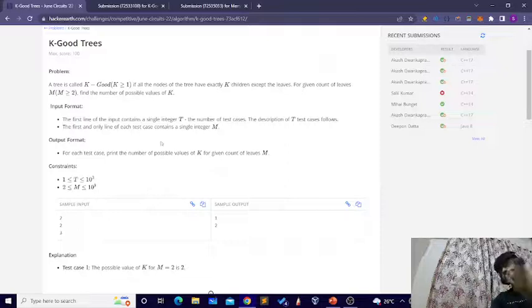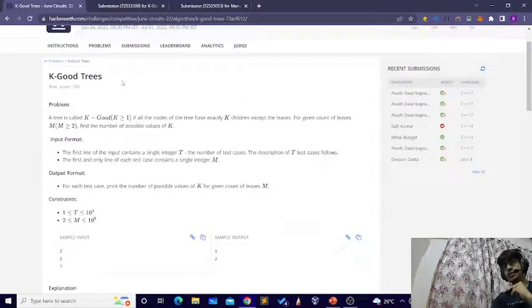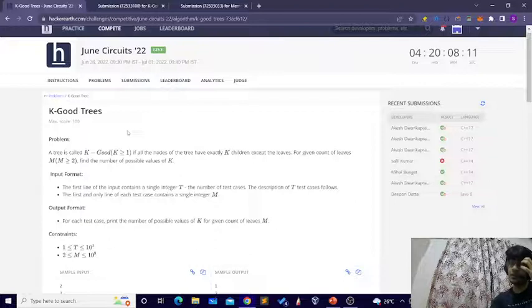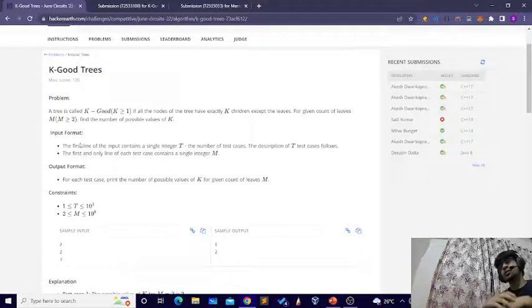Okay, so hi everyone. Today we'll be discussing this problem, K good trees. It's from a contest on HackerEarth, the June Circuits. The contest is currently running. So the problem goes something like this.